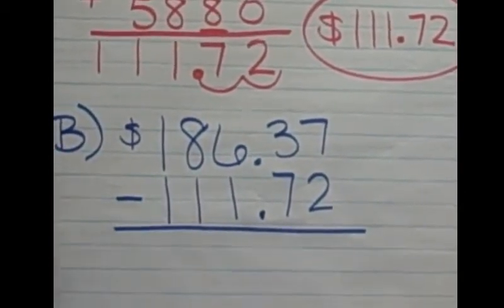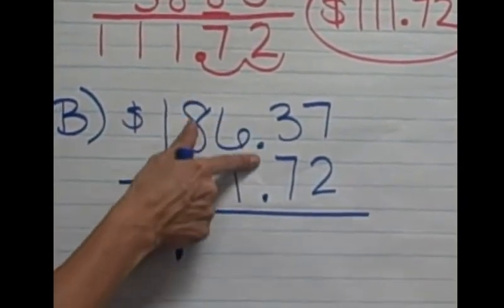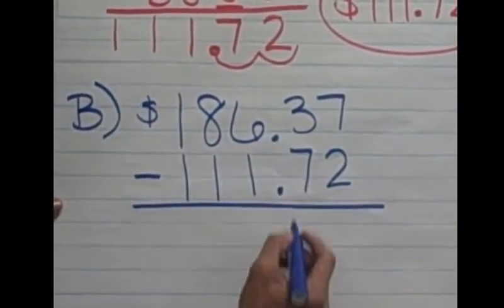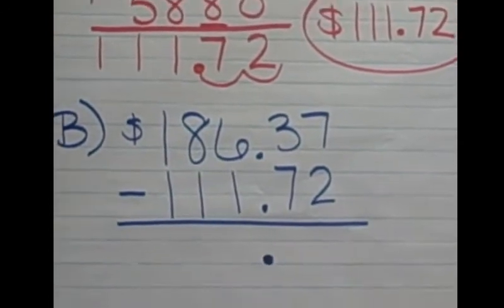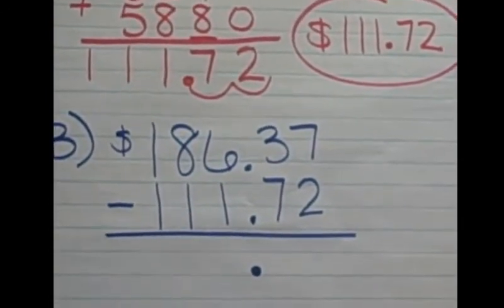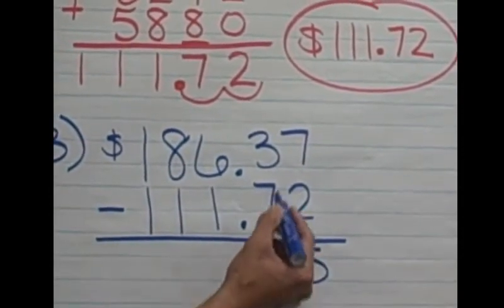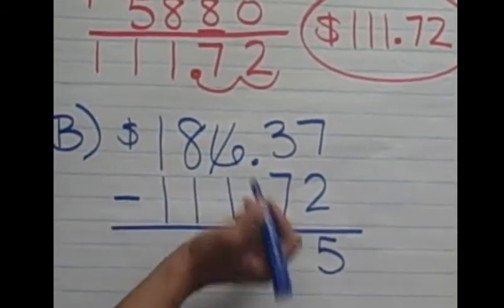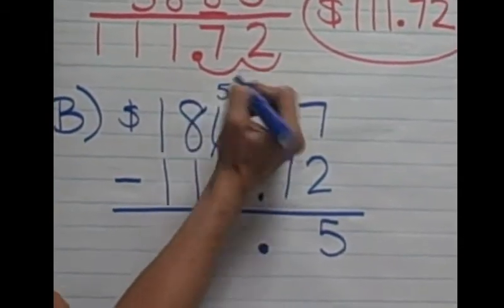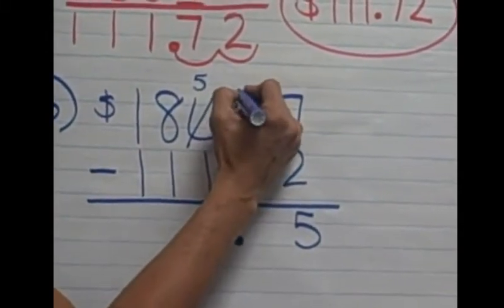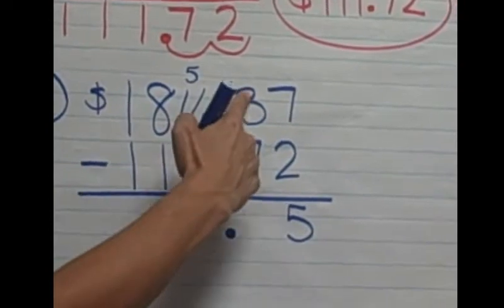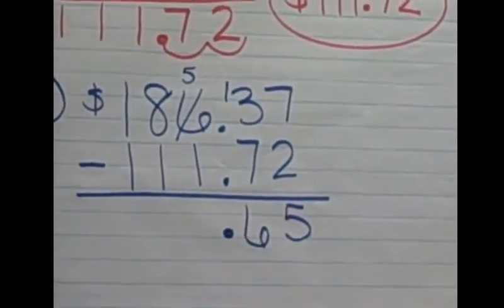So the number one thing to remember is that the decimal should have been lined up, and you're going to bring your decimal straight down in your answer. Okay? So 7 minus 2 is 5. We cannot take 7 from 3, so you should have borrowed from the 6. This would have become a 5. This 3 becomes 13. 13 minus 7 is 6.